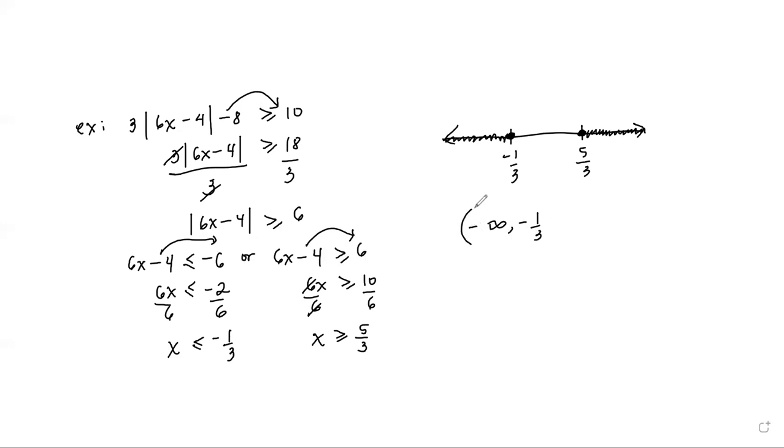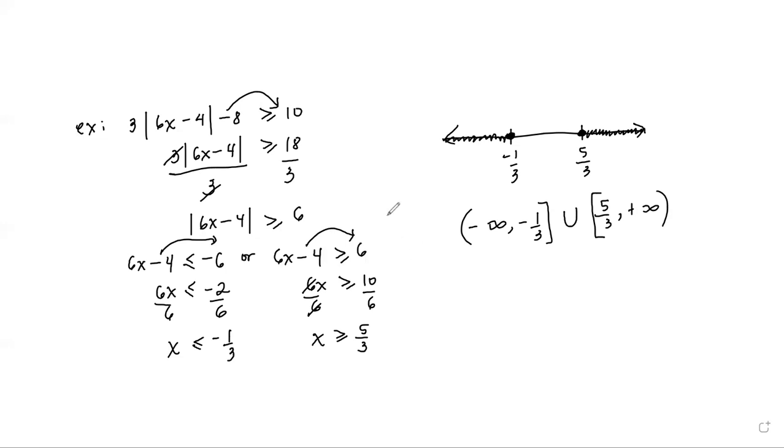So therefore, the solution set will be negative infinity up to negative 1/3. Negative infinity is preceded by a parenthesis, and then negative 1/3 is followed by a bracket. Union 5 over 3, comma, positive infinity. So since 5/3 is included, that will be preceded by a bracket, and then positive infinity is followed by a parenthesis.